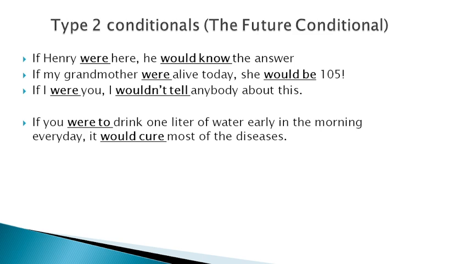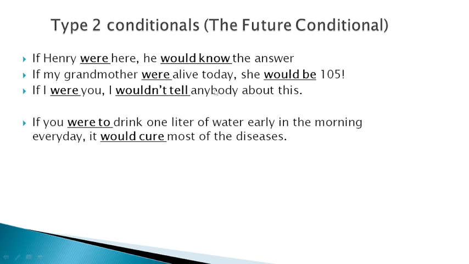So what is the structure for this type of conditionals? See, Henry is the third person singular. We would normally use was, because it's a past tense. But for expressing type 2 conditionals in the future meaning, you have to use were in the if clause, and you have to use would plus the base verb in the main clause. So this is the structure for expressing the future conditionals in English.